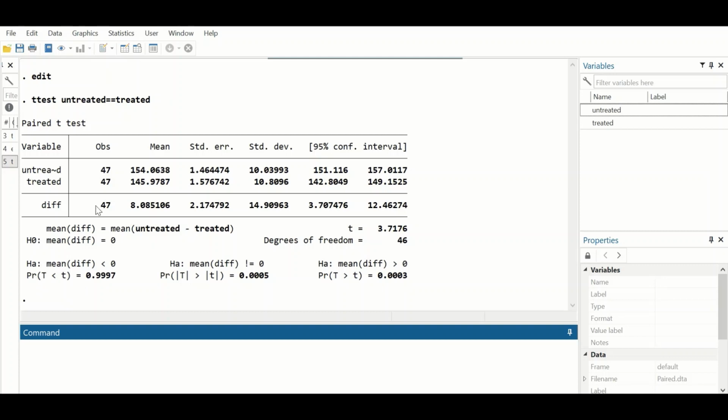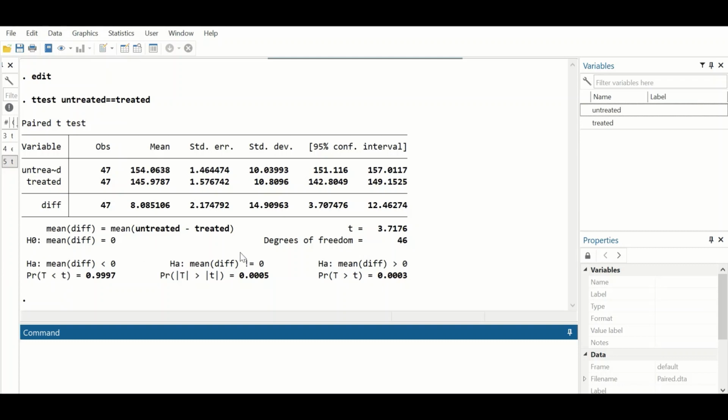Looking at the values here at the bottom, the mean difference is equal to the mean of untreated minus the treated, which is equal to 8.08. And the t-statistic value is equal to 3.7. The null hypothesis is generated and states that the difference between the untreated and treated is equal to 0, i.e. the means for both conditions, untreated and treated, are similar, with a degree of freedom of 46. And this is for the null hypothesis.